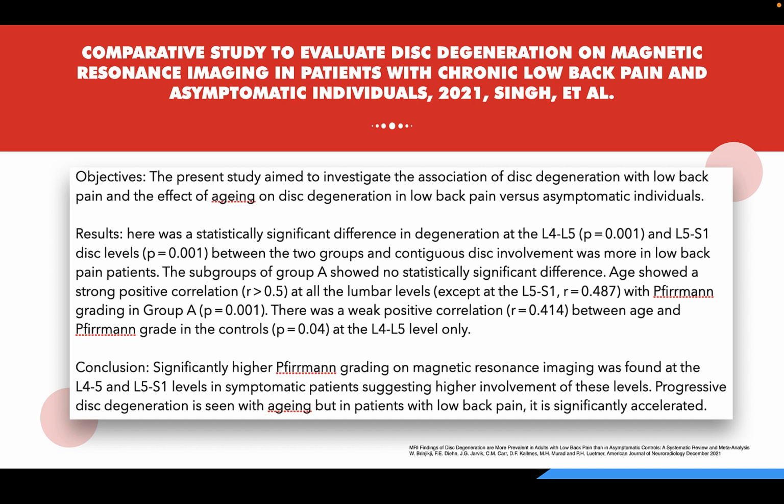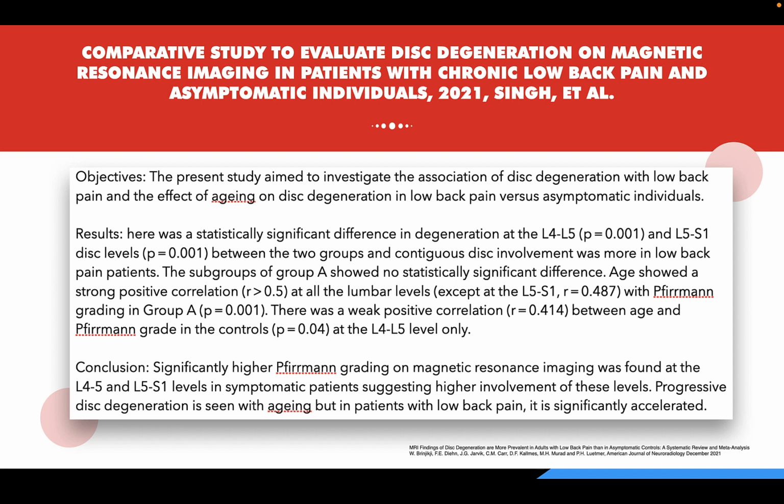So let's look at a comparative study to evaluate disc degeneration on MRI in patients with chronic low back pain versus asymptomatic individuals. So this is another study looking at those with pain versus those that don't have pain. The present study aimed to investigate the association of disc degeneration with low back pain and the effect of aging on disc degeneration in low back pain versus asymptomatic patients. Result: a statistically significant difference in degeneration at the L4-5, L5-S1 disc levels between these two groups, and contiguous disc involvement was more in the low back pain patients.